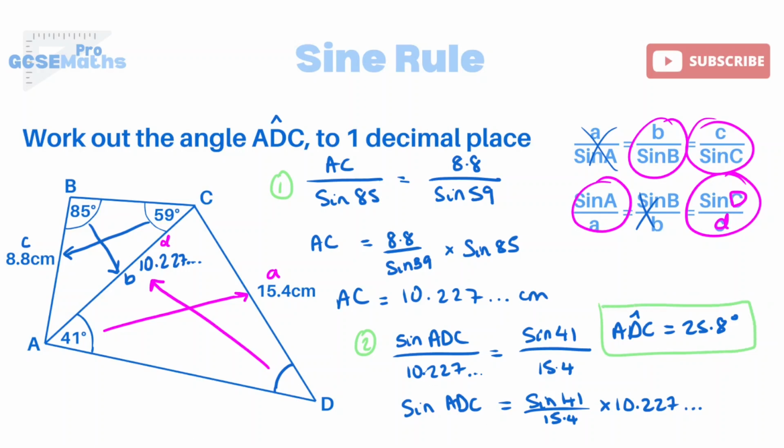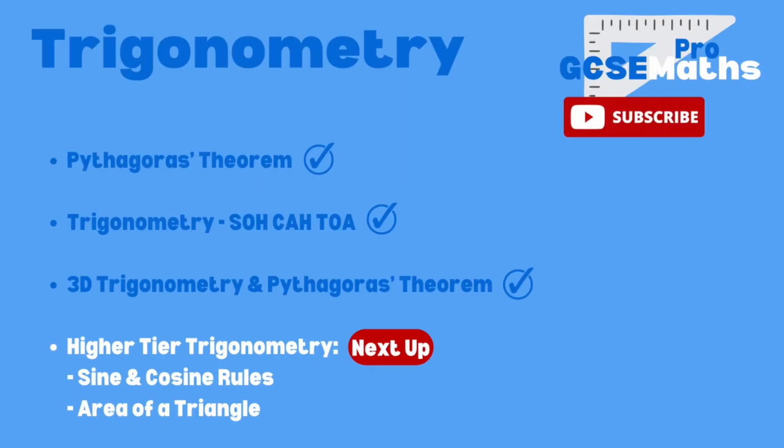I basically just had to do the same thing twice. Sometimes that will happen. You get 2 triangles stuck together, you know you're going to have to do sine or cosine rule twice, or one of each maybe. So that is everything on sine rule.